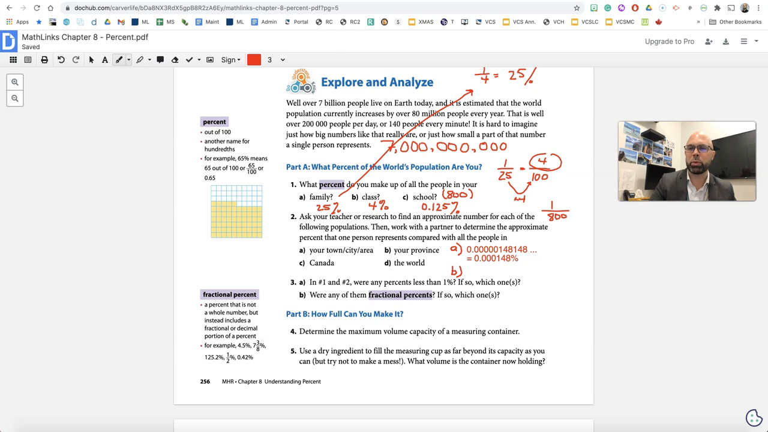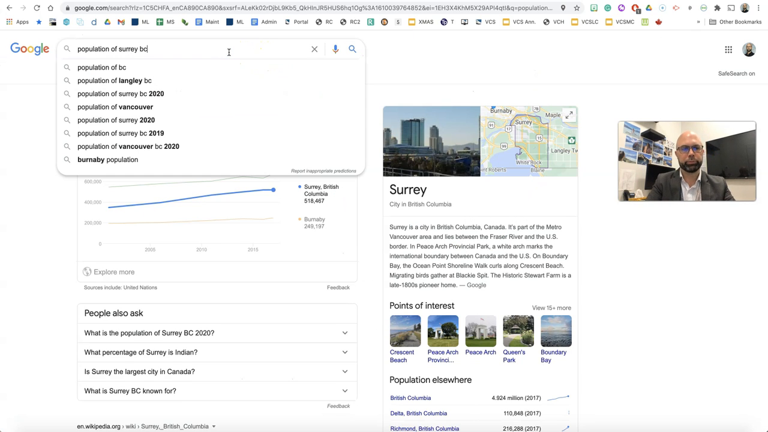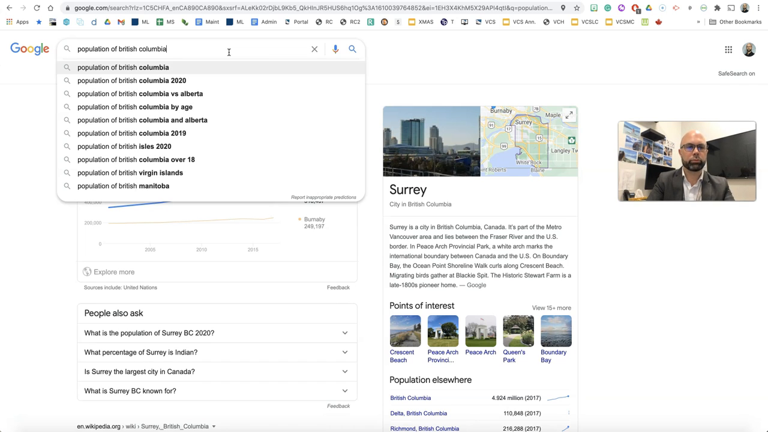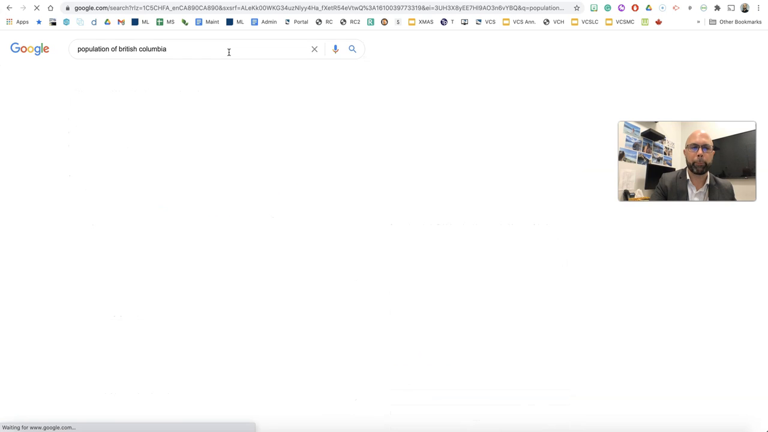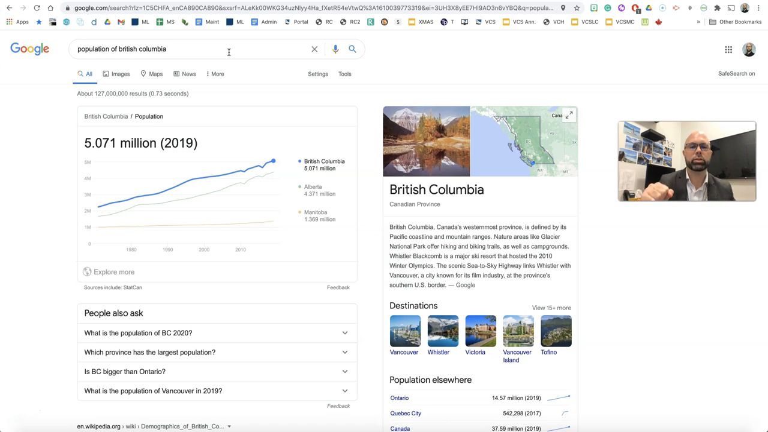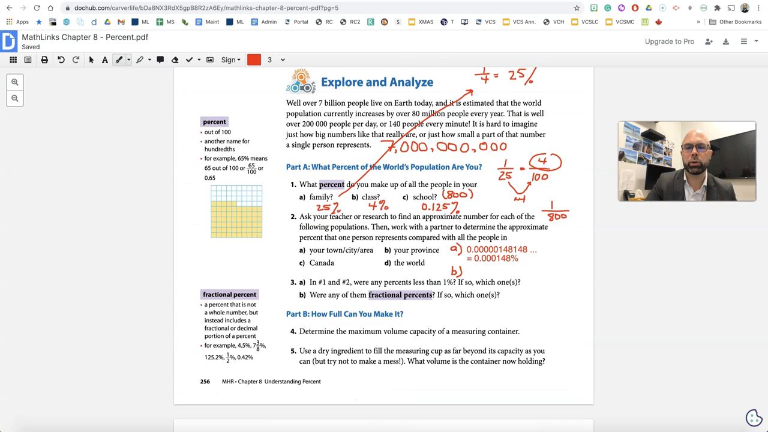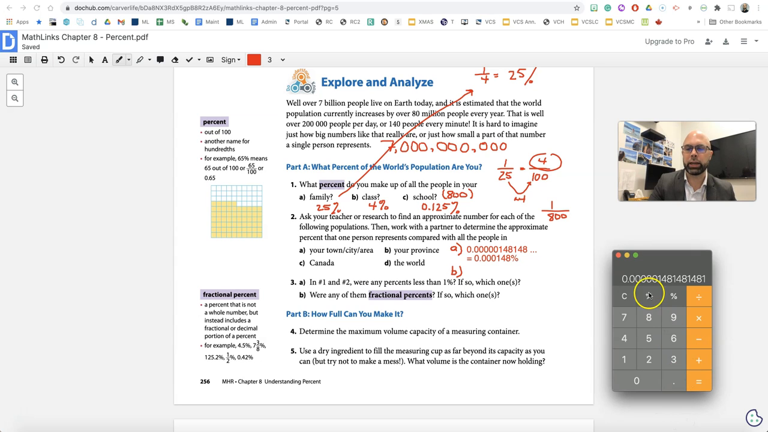Okay, so let's find the population of British Columbia. I predict it shows 5.1 million. Yes! Okay, 5.1 million. So, again, I'll show you the calculator portion. 1, that's you, divided by 5,100,000. Trying hard not to make any mistakes. Okay. Really large. Another really large number.